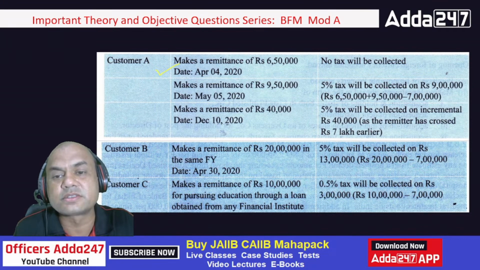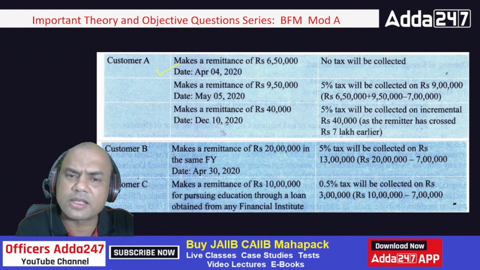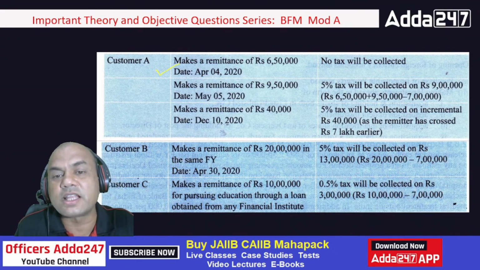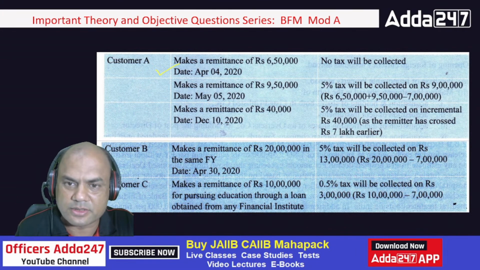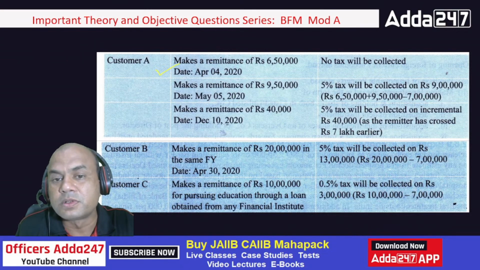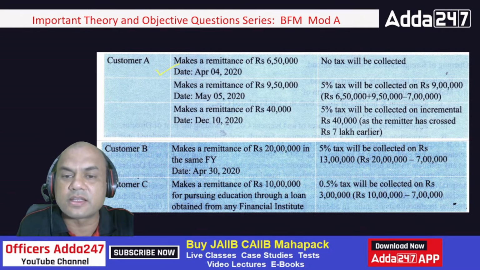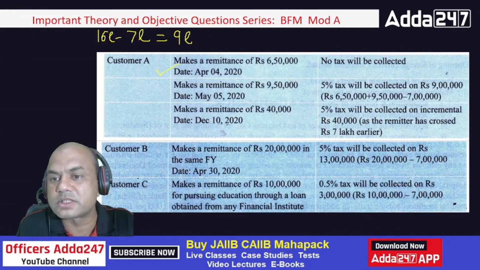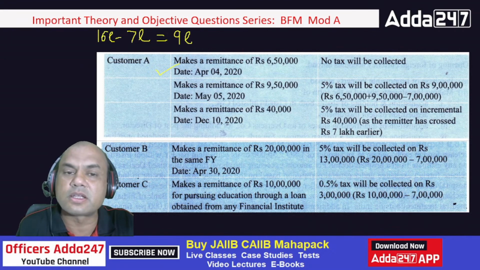Now in this case here 5% tax will be collected on 9 lakhs. Now how come this 9 lakhs? See this. 6,50,000 was earlier, right? So what is my limit? 7 lakhs, right? So maximum limit allowed is 7 lakhs. So what is my total amount up till now? 650 plus 950. So it is 16 lakhs. 16 lakhs minus 7 lakhs. 7 lakhs is free. So it is 9 lakhs. So that's why I'll be charged 5% on this 9 lakhs.